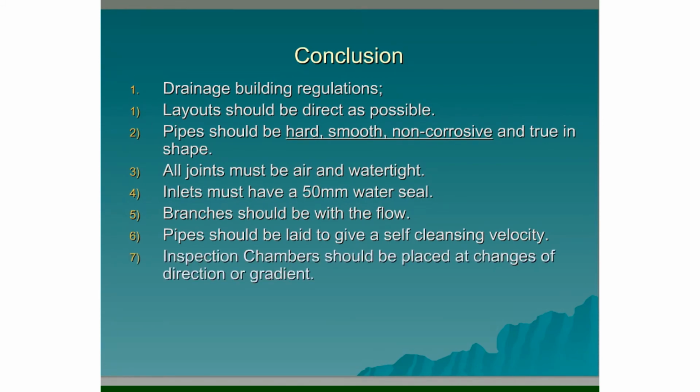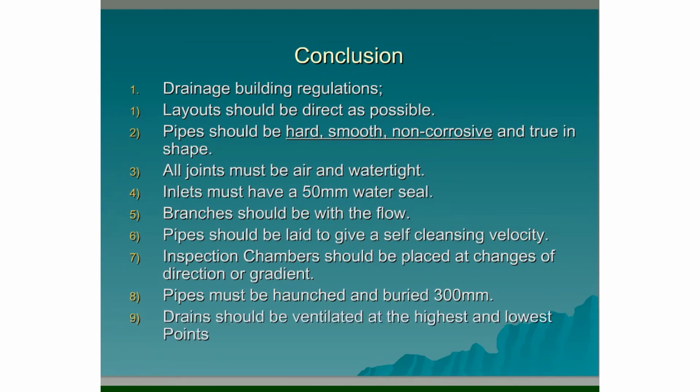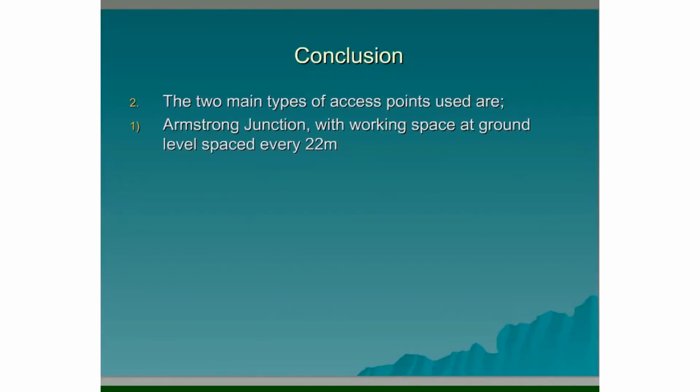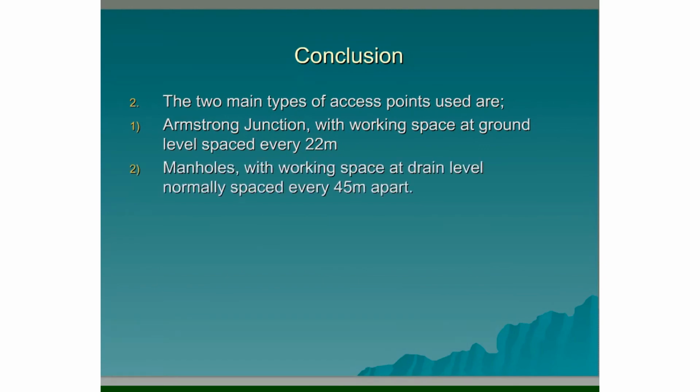7. Inspection chambers should be placed at changes of direction or gradient. 8. Pipes must be haunched and buried 300 millimeters. 9. Drains should be ventilated at the highest and lowest points. The two main types of access points used are an Armstrong junction with working space at ground level spaced every 22 metres, and manholes with working space at drain level normally spaced every 45 metres apart.